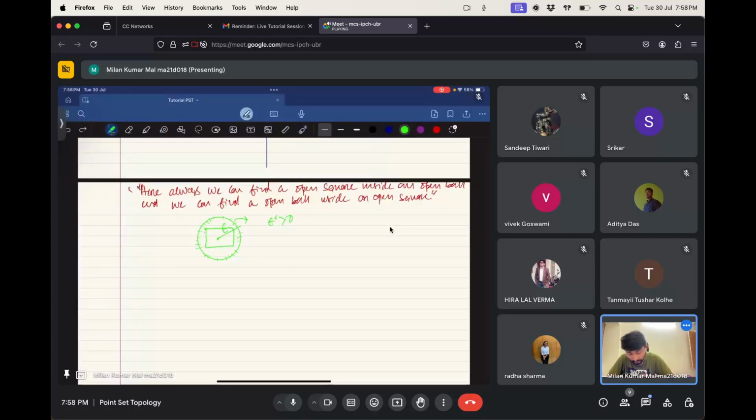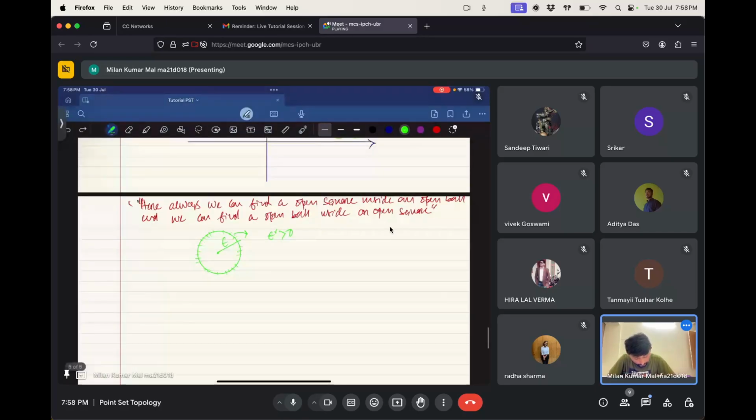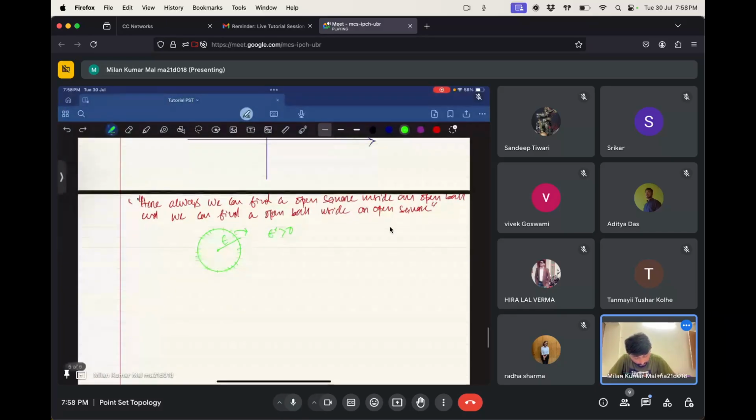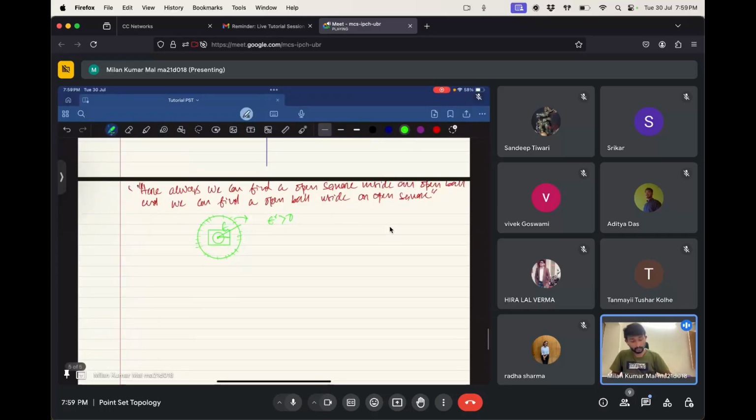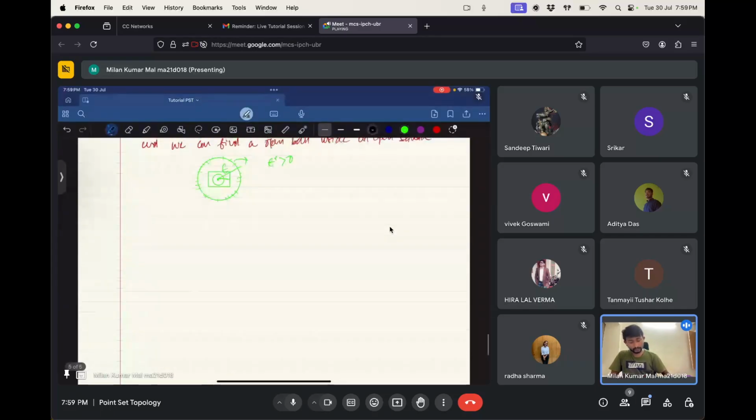Inside the box, for epsilon dash greater than 0, this is the epsilon dash. Similarly, I will always find a circle inside this box, with some epsilon double dash radius. Okay, this is the thing which makes sense.